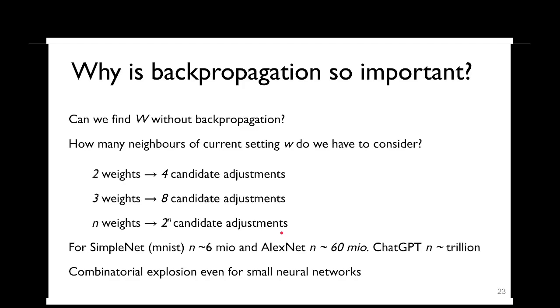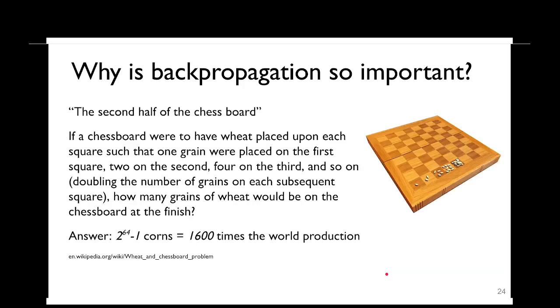So if you think of those practical examples, SimpleNet with 6 million parameters, AlexNet with 60 million, ChatGPT with 1 trillion, this would be 2 to the power of 6 million, to the power of 60 million, to the power of a trillion. And that combinatorial explosion is of a size that is beyond any imagination. And to make that clear, I want to give you an example.